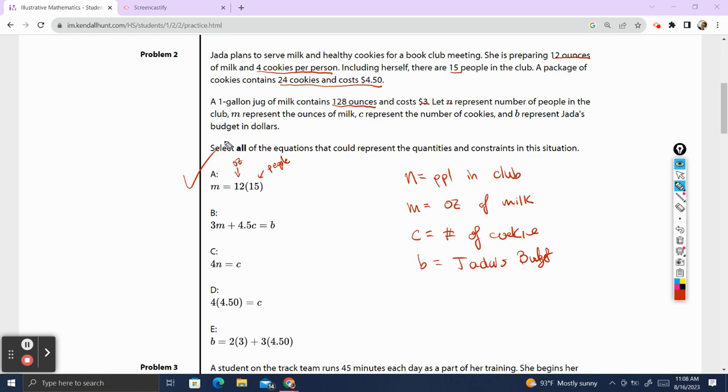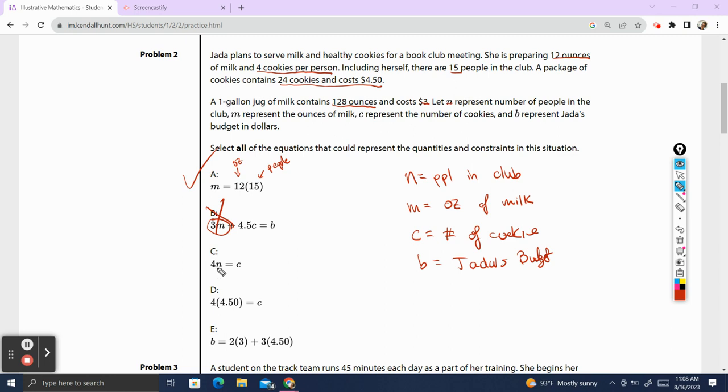B is equal to 3M plus 4.5C is equal to B. So B is Jada's budget. 3M represents $3. Well, in this case, 128 ounces cost $3, whereas M just represents the ounces of milk. So this 3M is not a correct representation of the cost of milk that you're going to get. So I'm going to cross out this answer right away.